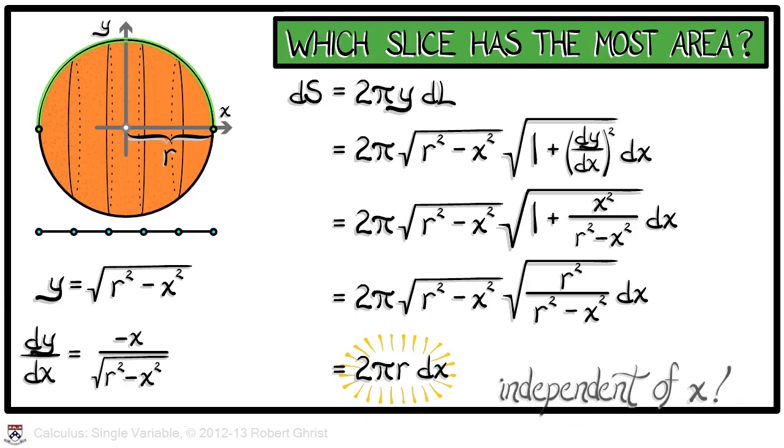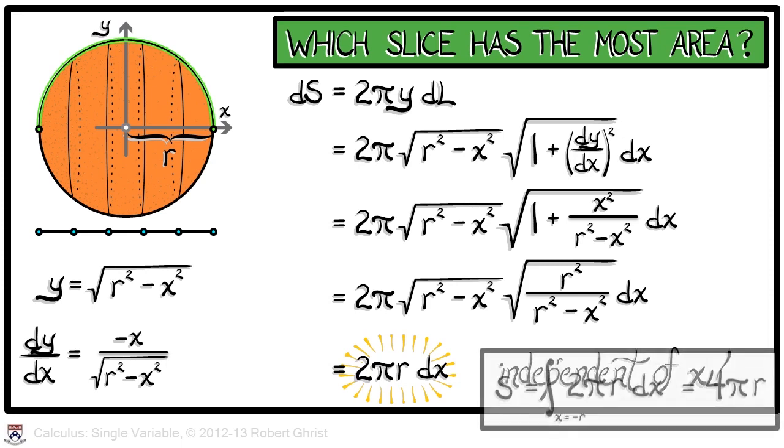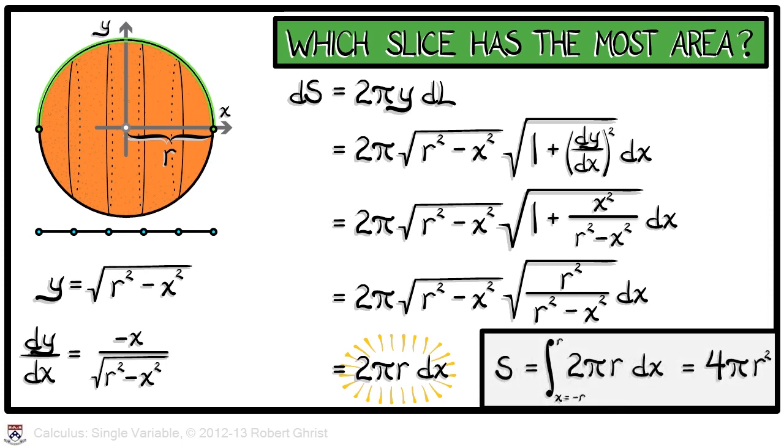But it's not only simple, it is independent of x. It does not matter as long as your thickness is dx. That means that in the question of which slice has the most area, none of them, or rather all of them, they all have the same area. In fact, we can take this surface area element and very easily integrate it as x goes from negative r to r to obtain, in our heads, the familiar formula for surface area of a ball of radius r, 4 pi r squared.